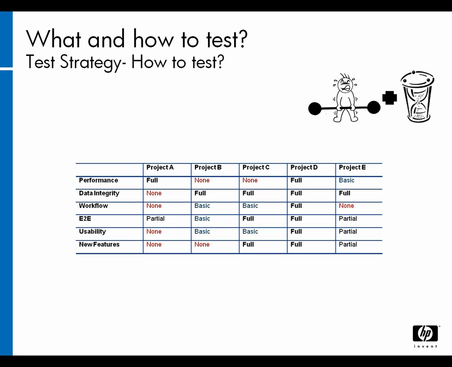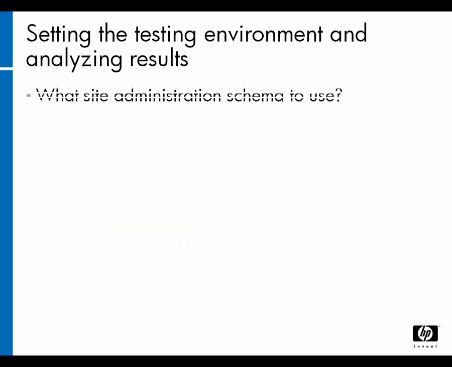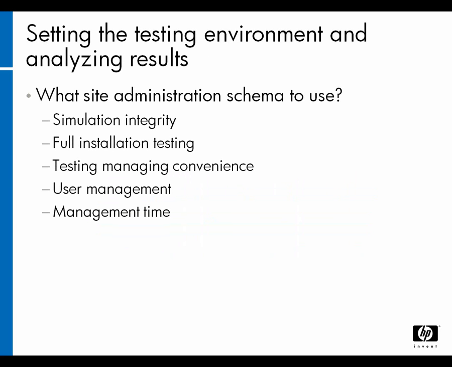For example, if testers who are familiar with the projects are not available, it won't be possible to conduct workflow or data integrity testing. It is a best practice to decide on a testing matrix for each project to be tested in the testing environment. When installing your testing environment, decide if you want to use the production site administration schema or a clean one. To do so, consider simulation integrity, full installation testing, test managing convenience, user management, and management time. These are all affected by the site administration schema you select.